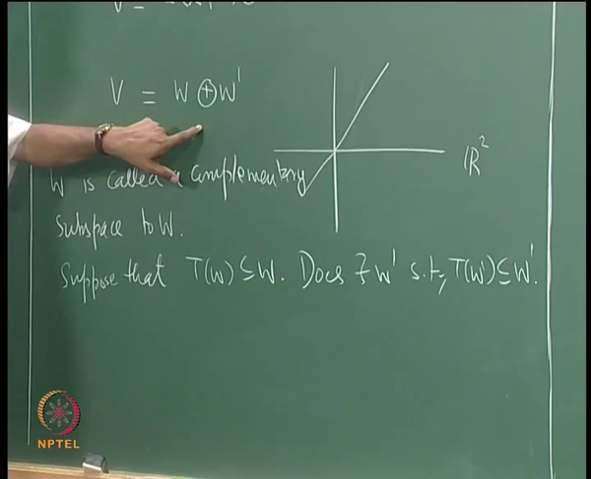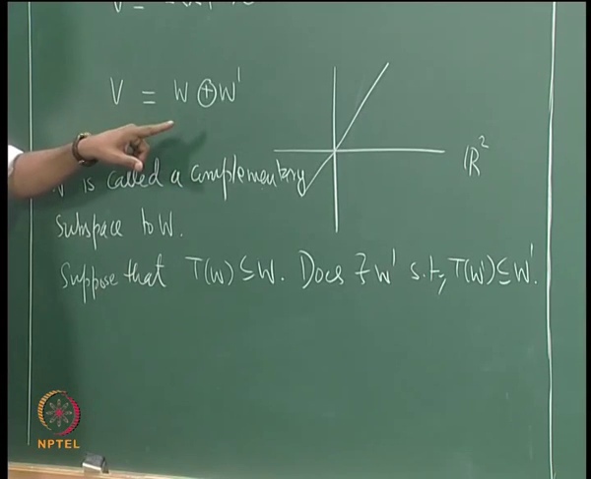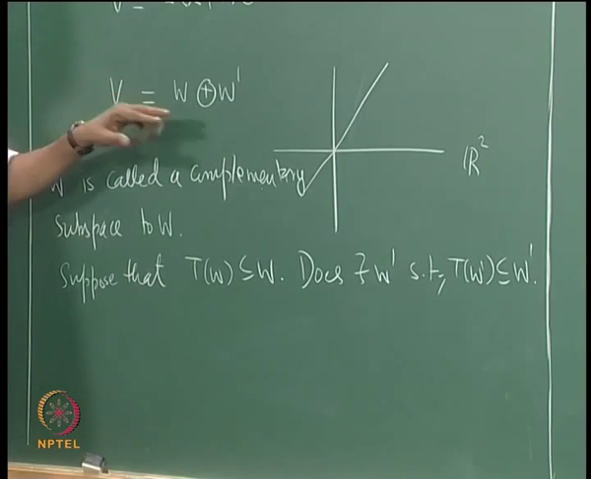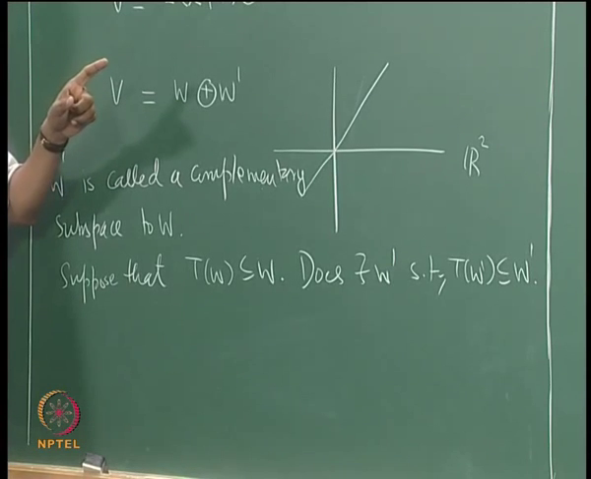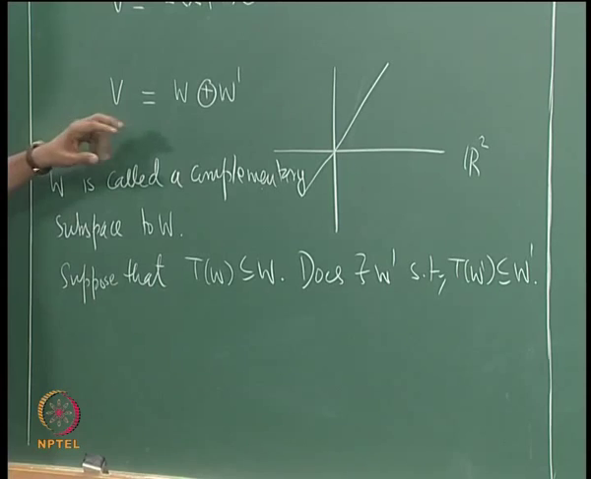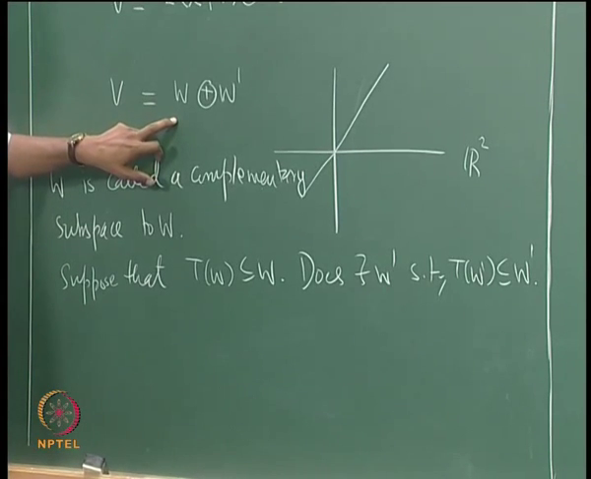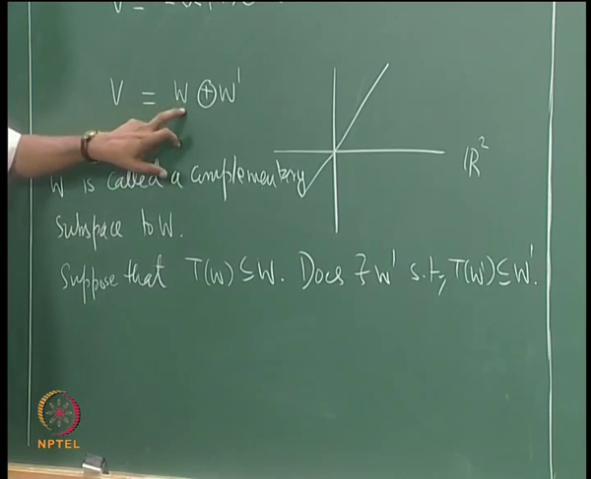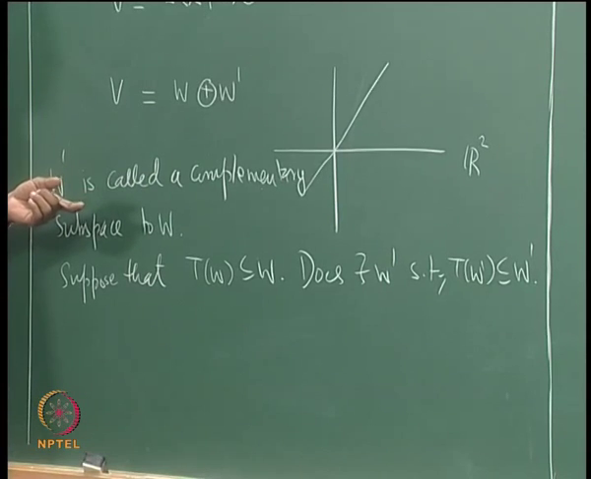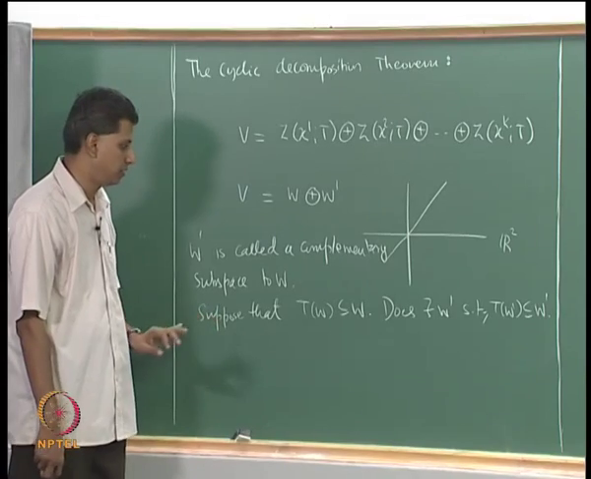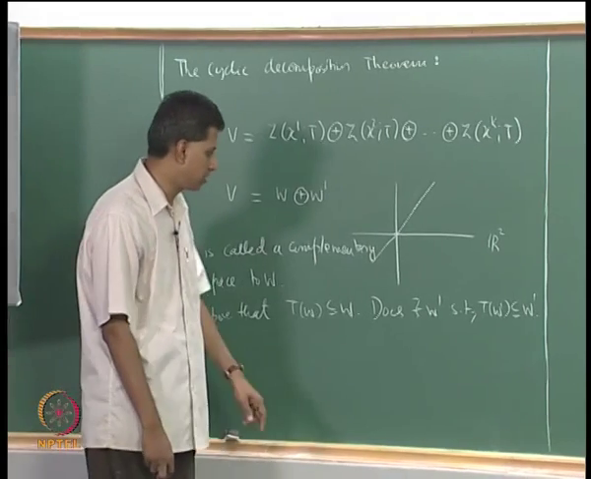The general answer to the first question is yes. Given a subspace W in a finite dimensional vector space, can I find a complementary subspace W prime? This is always possible. But given a subspace W that is invariant under T, can I find a subspace W prime which is also invariant under T? The answer is no. I'll give an example so that you'll be convinced.